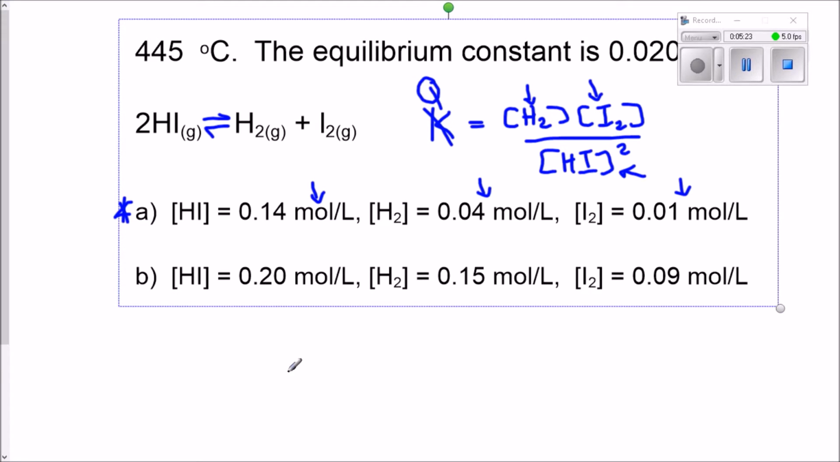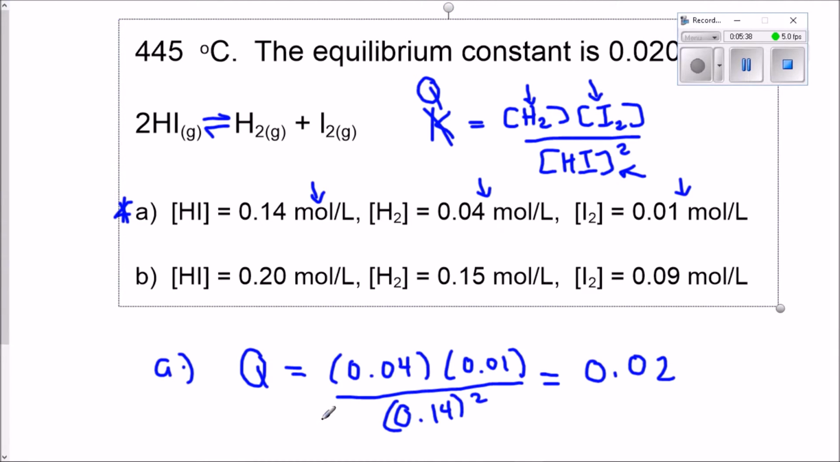So let's plug our numbers in. Now we call it Q because it's a trial and because we're not certain if these numbers are going to equal 0.02. So let's plug those values in and do a little bit of math. Q is going to be equal to this. I've plugged my values in for H2, which is 0.04, and I2, which is 0.01, and 0.14 squared, which is HI. And you can see that I get a value that is 0.02.